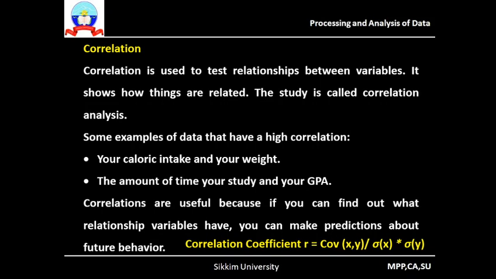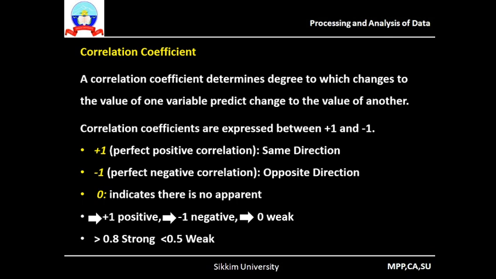Correlation coefficient is equal to the covariance of x and y divided by the product of deviation in x and deviation in y. So this is the representation for correlation coefficient. A correlation coefficient determines the degree to which changes to the value of one variable predict changes to the value of another. Correlation coefficients are expressed between positive 1 and negative 1.